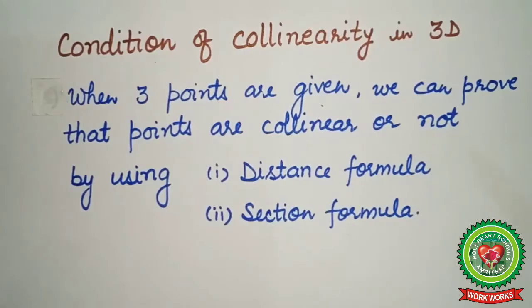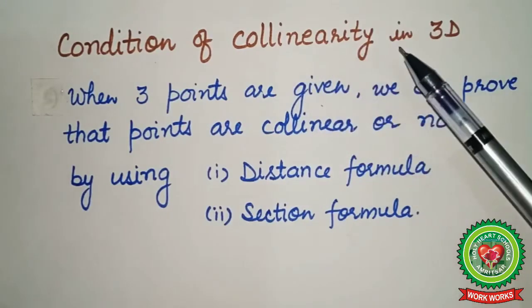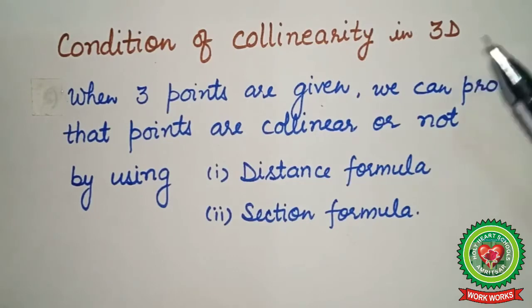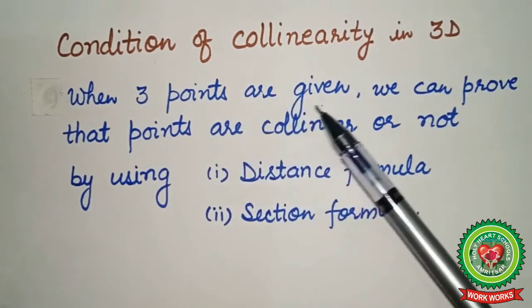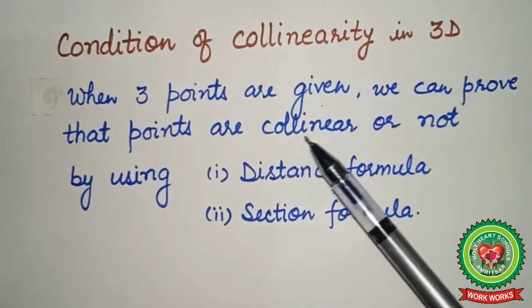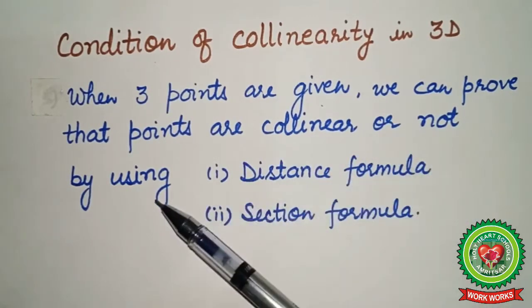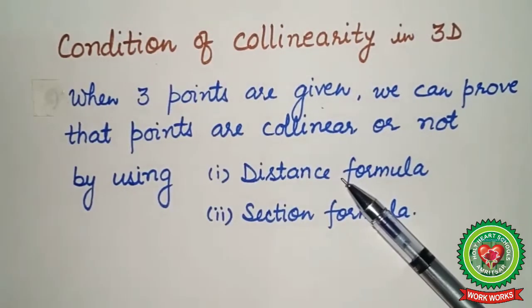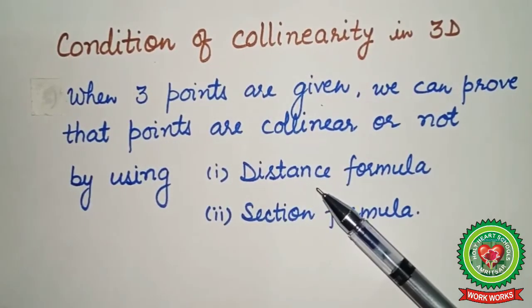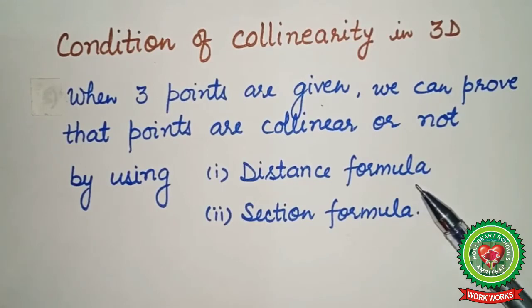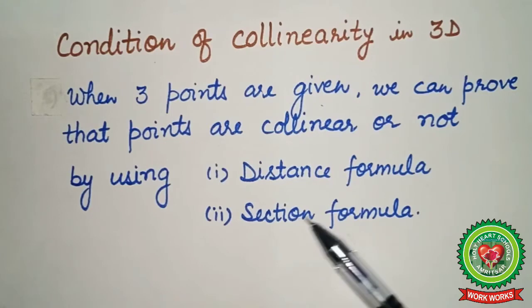Now next is condition of collinearity in the three-dimensional geometry. When 3 points are given, we can prove that points are collinear or not by using first is a distance formula, that is sum of any two distances must be equal to the third. We have done the same concept in the 10th standard also. Next we can prove by using the section formula also. Let's take one example based on it.